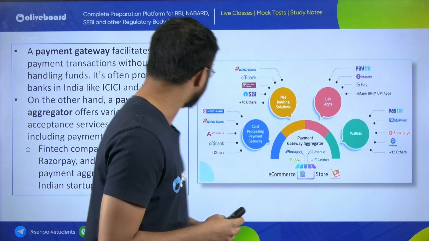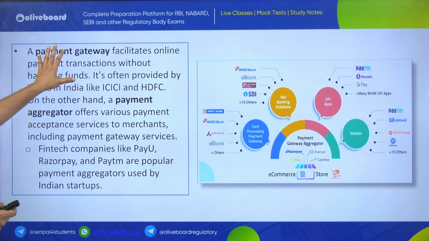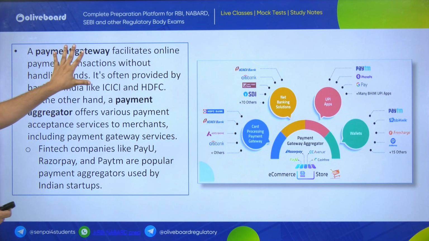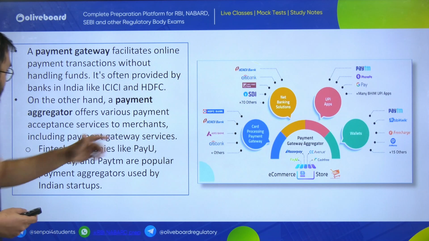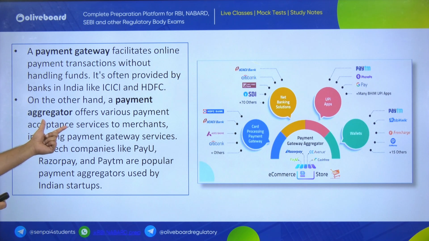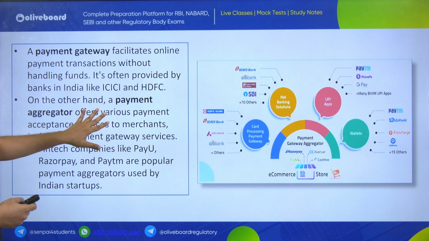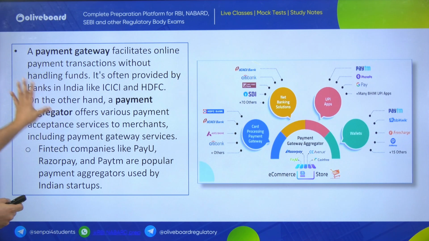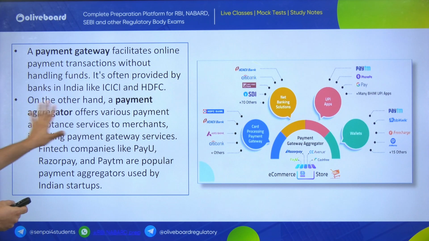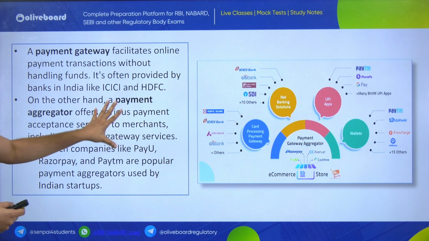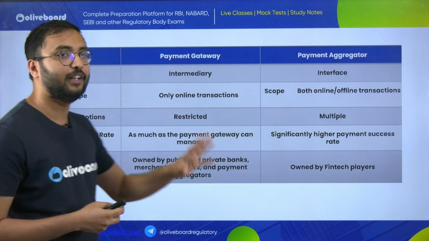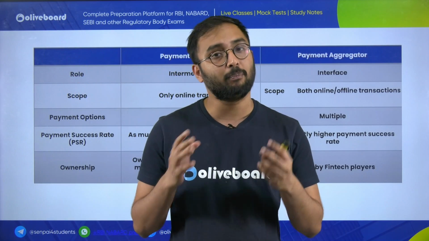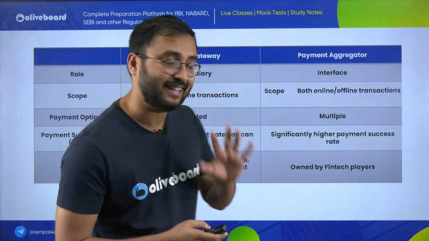For much more differences, you could see here, a payment gateway facilitates online payment transactions. Okay, so it is a medium to transfer from one account to another. A payment aggregator, when I'm talking about it, is an online service provider which offers various payment acceptance services to merchants by aggregating such services on the same portal. Let's try to understand the basic difference between payment aggregator and payment gateway in depth.